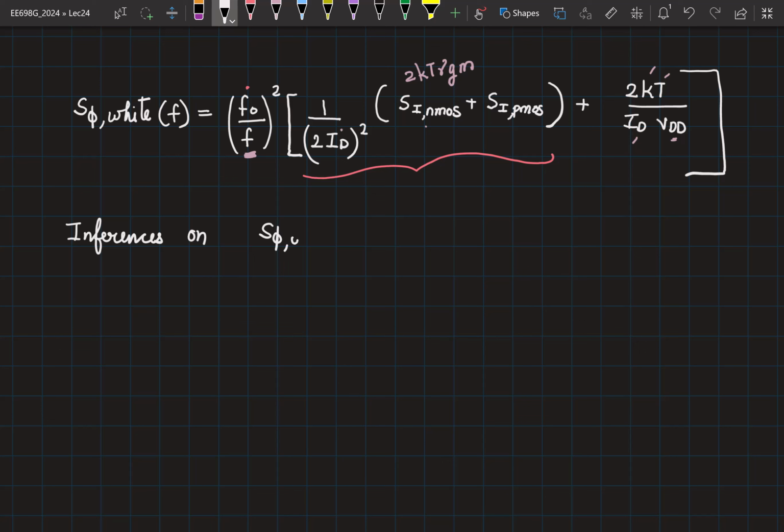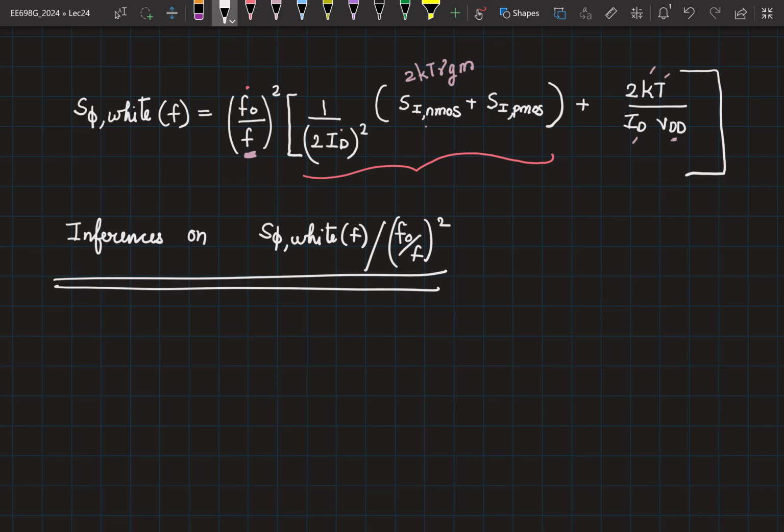how this S white is going to change, but after normalizing it to F0 by F the whole square. The reason for normalizing it to this factor will become clear by the end of this lecture. So basically we are looking at only this factor. Okay. So this is an n-stage ring oscillator, right? Let's say I increase my n. What effect do you expect to see in the white noise profile? Nothing, right? It is independent of n. So you increase the n, you will see no change.